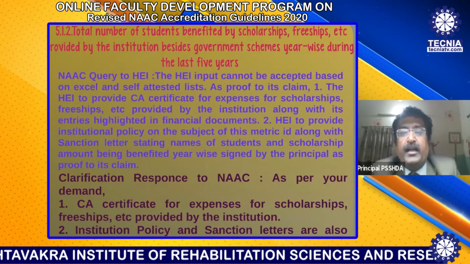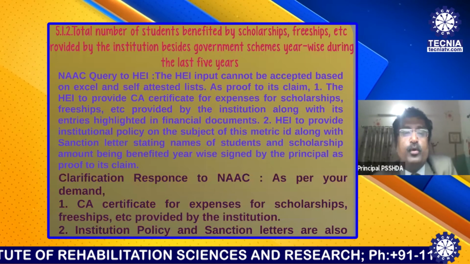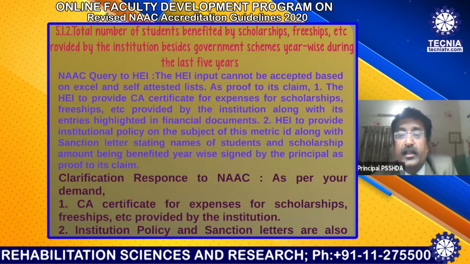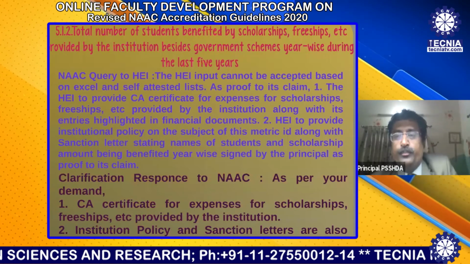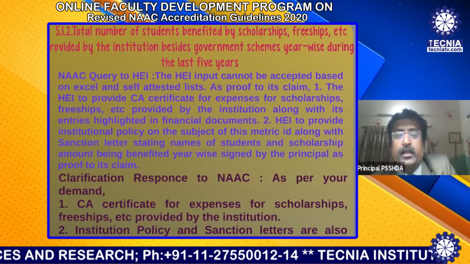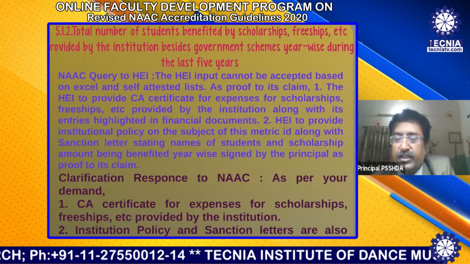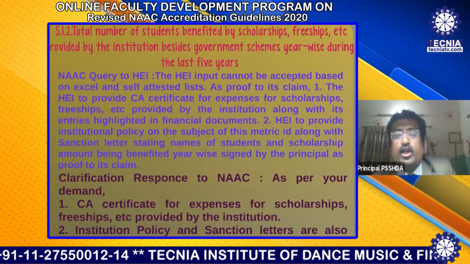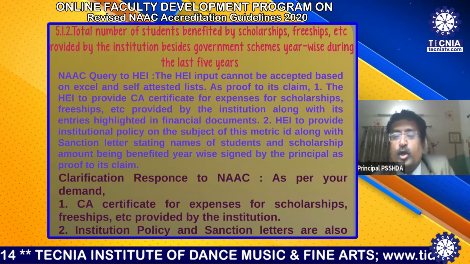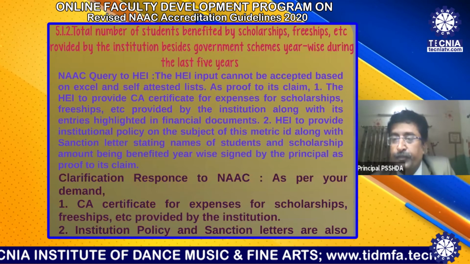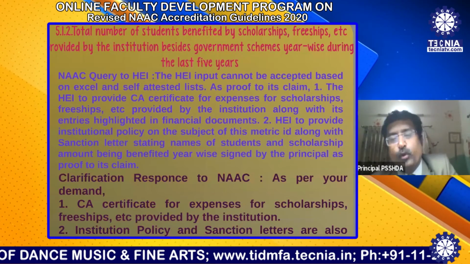And in the second part, they need, for whatever scholarship you are giving to the students, the list of students and the sanction letters from various agencies. So to clarify this query, we submitted the certificate with the signature of the CA on all the scholarship and freeship documents. And second, our institute policy document and all the sanction letters from whichever agency we got. After the submission, that query was solved.